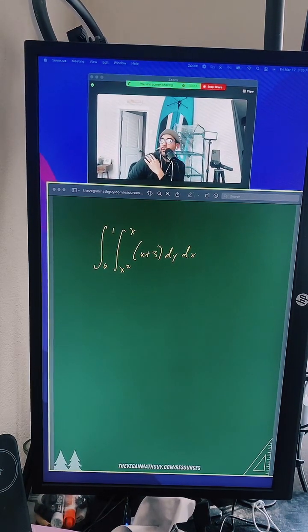Okay, and after this, I'll do mean value theorem. And mean value theorem is so simple, so easy. This is technically Calc 3, yes.